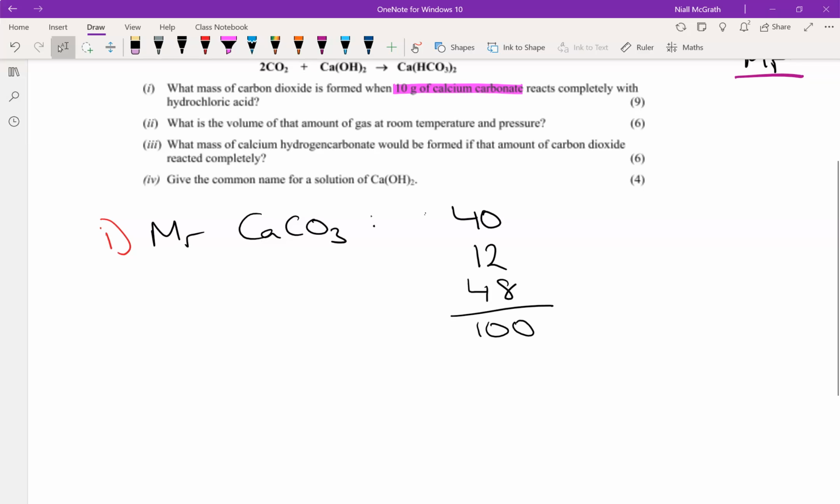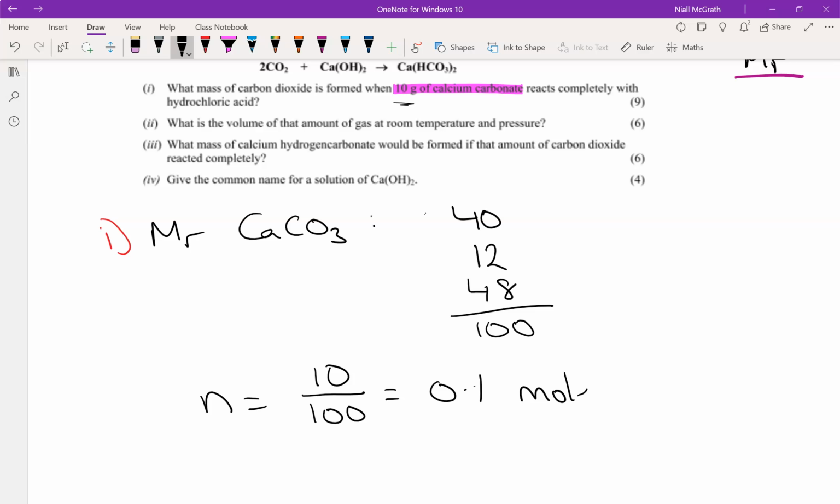To find our number of moles, it's going to be our mass, which they give us in the question as 10 grams, over 100, and that gives you 0.1 moles, right? 0.1 moles of calcium carbonate.